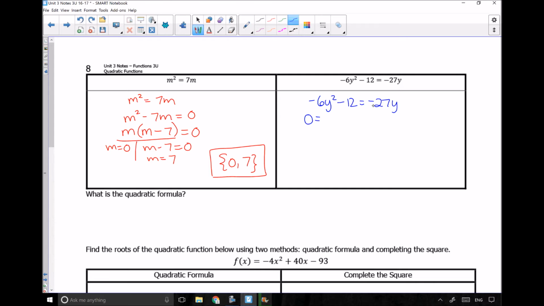When I add 6y squared to this side, I get a positive 6y squared. Then I have minus 27y. And then I have to add the 12, so I'm going to have plus 12 as well. Why am I doing it in this order? Because I want it in descending order. So now I can go ahead and factor it.